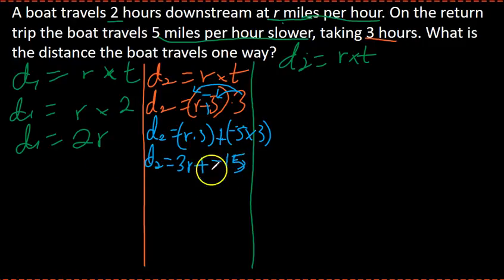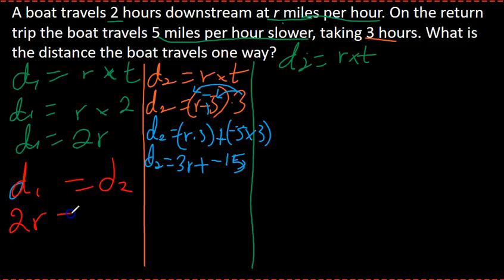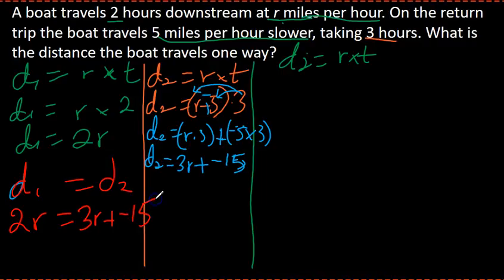We look at that, it is simplified. This one is simplified, so the two rates are the same. So we're going to set them equal to each other and solve. Let's use a different color here. d1 equals d2 because it's the same distance. So d1 is 2r, equals d2, which is 3r plus -15.